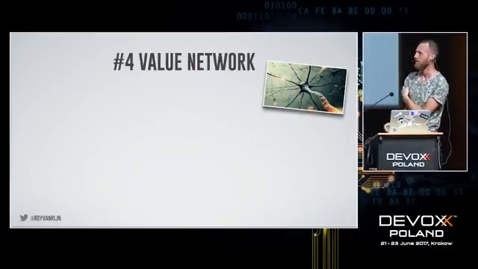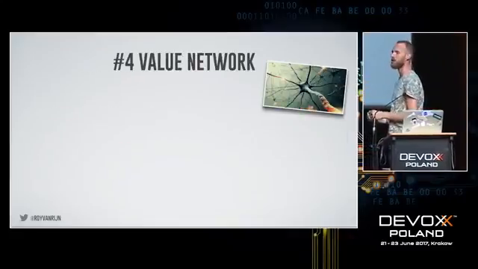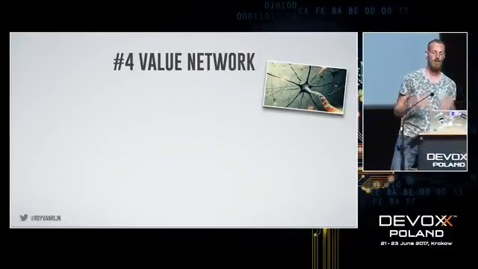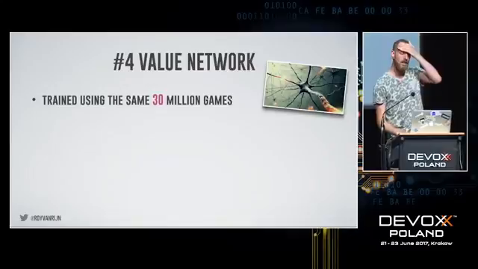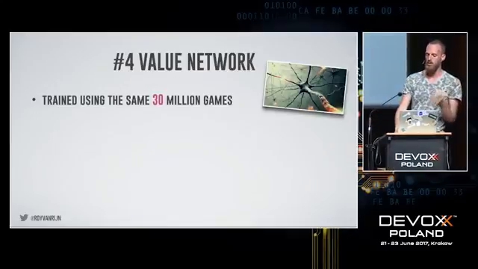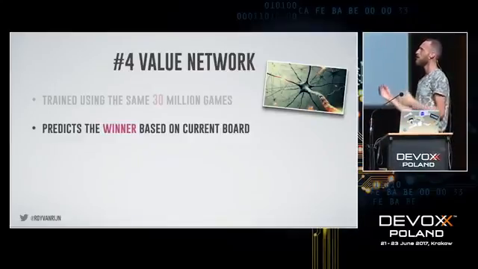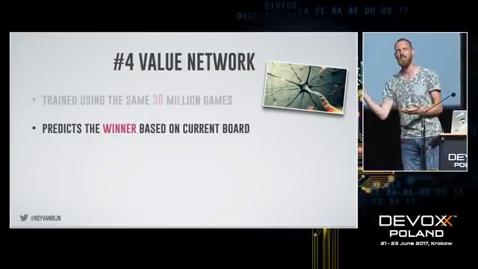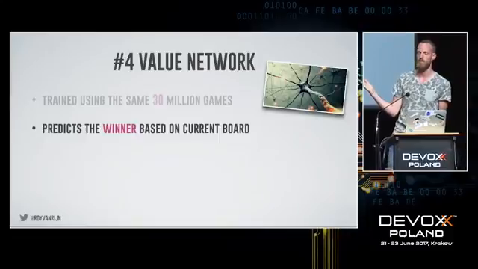But they weren't done yet. We're so good at making neural networks, we'll make a fourth one. And this is called the value network. What does this network do? They used the same 30 billion amateur matches, and they asked it, can you predict the winner based on the current board? So this is basically the evaluation function.